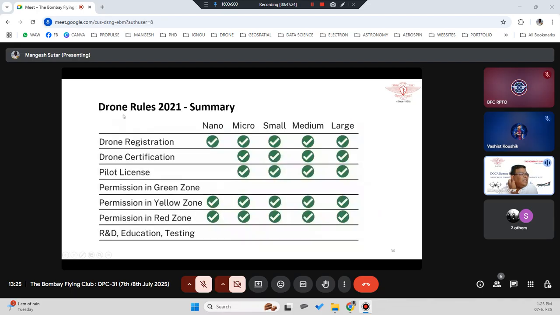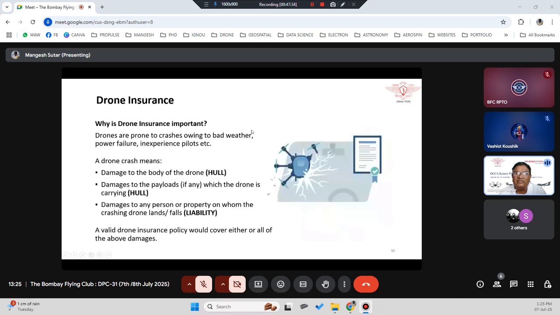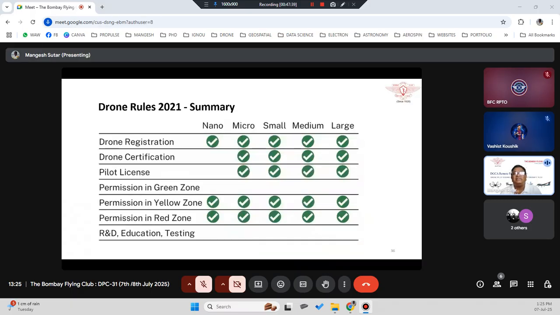So this is the last slide. When you get your drone rules 2021 document, read all these things. All these points, whatever we have discussed here in the slides, are mentioned in that document. That document is a comprehensive document. Total 44 pages: 22 pages are in Hindi, 22 pages are in English. So this is just a summary. I will be sharing a summary document also about the drone rules 2021, along with the drone rules 2021 document.